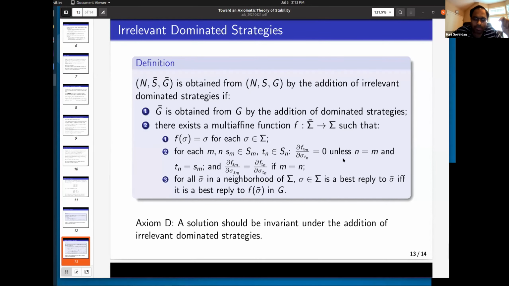Can you say that again? Yeah. So there is a way to map... Doug, I may go over 1 minute. So there's a way to map. Sigma bar is a bigger game with dominated strategies. So I have a multilinear function from sigma bar to sigma. It's a way of mapping strategies in the bigger game to the original game.